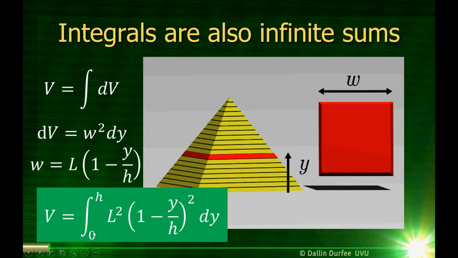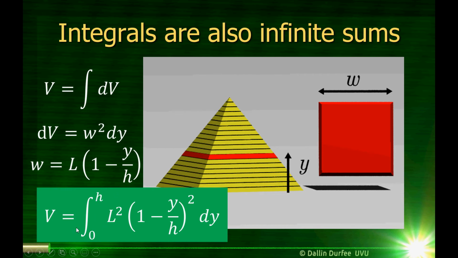And then I'm going to integrate from 0 to h, right? Because that's where I start. I go from y equals 0 to y equals h. If I integrated past h, this equation would start to give me negative volumes, and that would be wrong, right? I'm integrating past the end of the thing I'm trying to find the volume of. If I let y go negative, that doesn't make any sense, because my pyramid doesn't extend down below y equals 0.